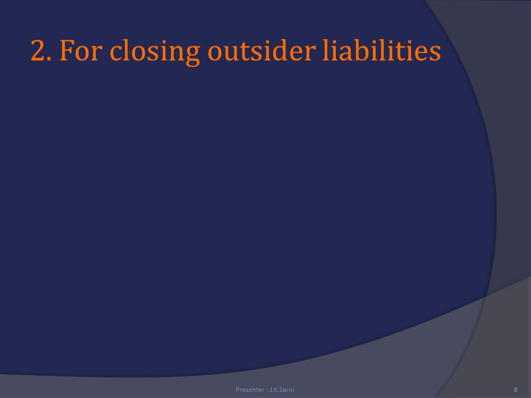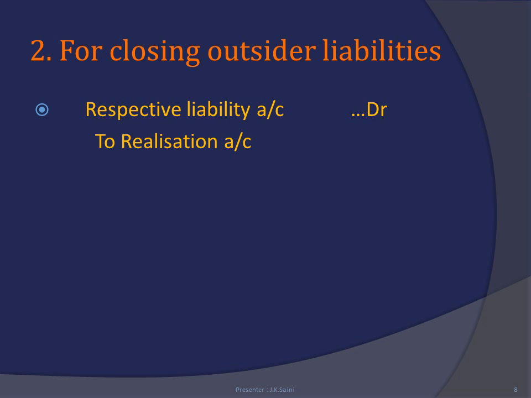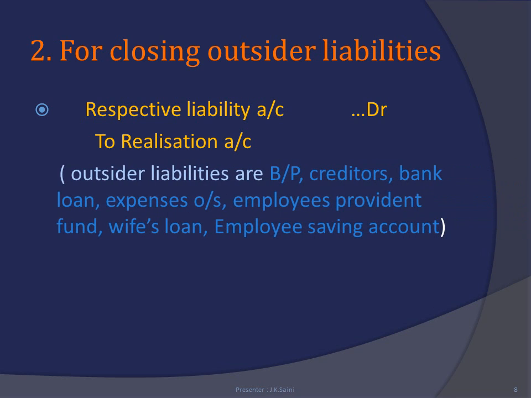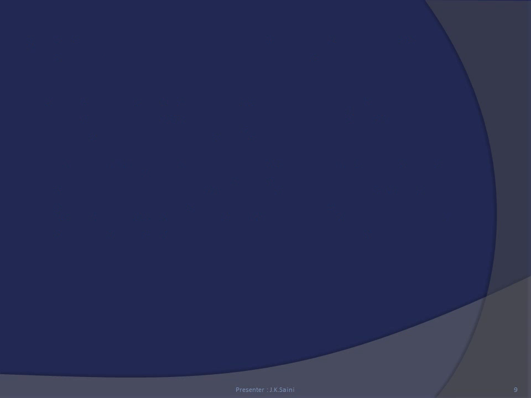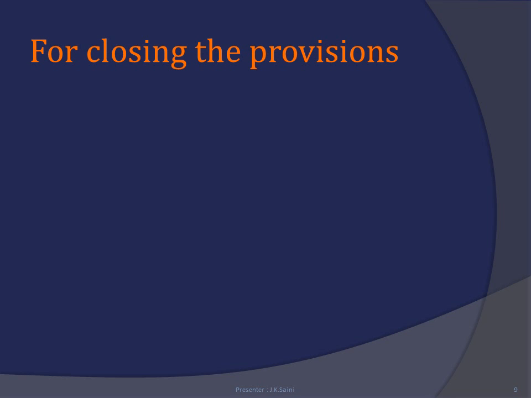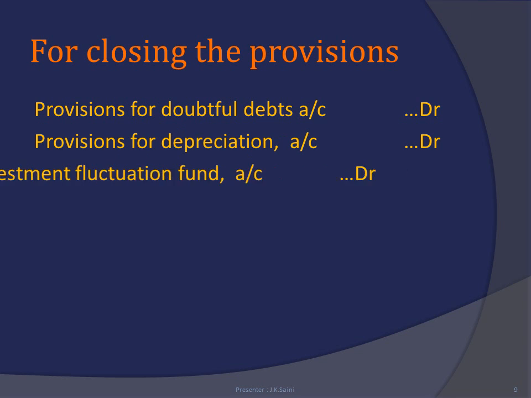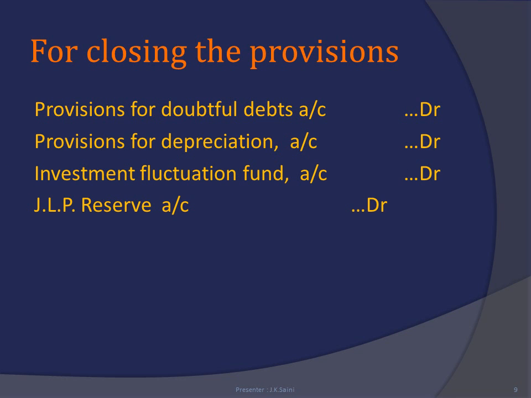Proceeding further, the liabilities appearing on the liability side are closed, with the respective liability account debited to realization account. These are outside liabilities, as I already mentioned: bills payable, creditors, bank loan, outstanding expenses, employees provident fund, wife's loans, and employee saving account. Provisions are also closed, debiting provision for doubtful debts, provision for depreciation, investment fluctuation fund, joint life policy reserve, and crediting realization account.